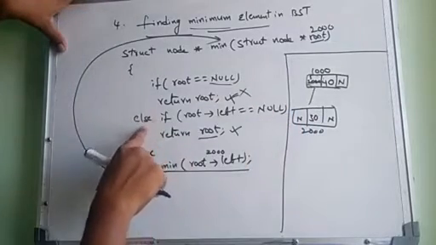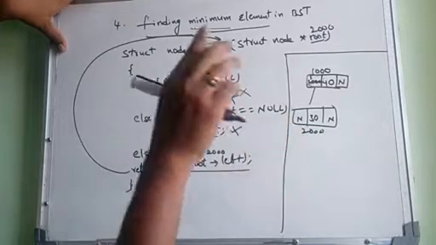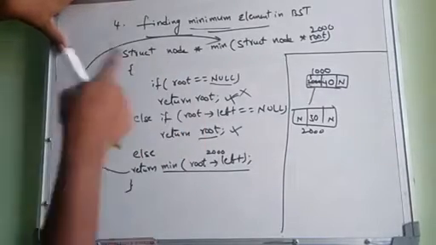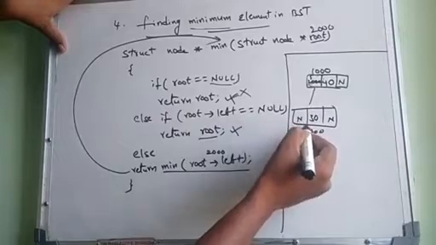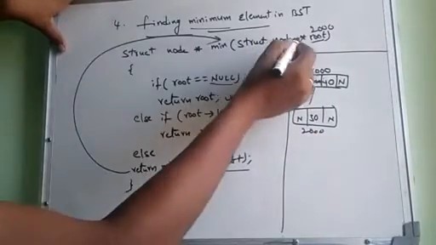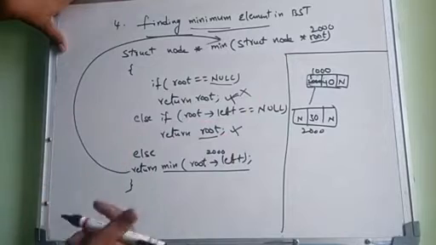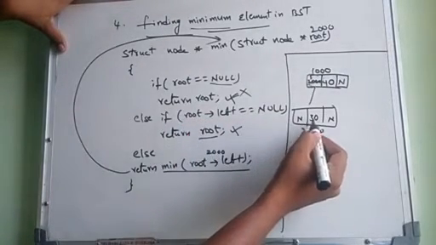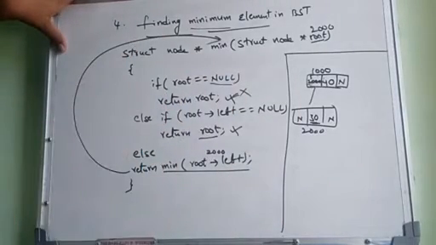Next check the second condition, root left is null. If root left is null, that is the last element and that is the minimum element of the binary search tree. So this process continues until root left is null. If root left is not null, again go to the new node, again take the address, again perform this operation. So this process continues until root left is null. Whenever root left is null, the value there is the minimum of the entire binary search tree.